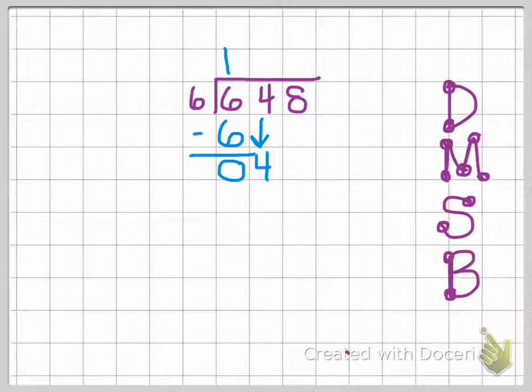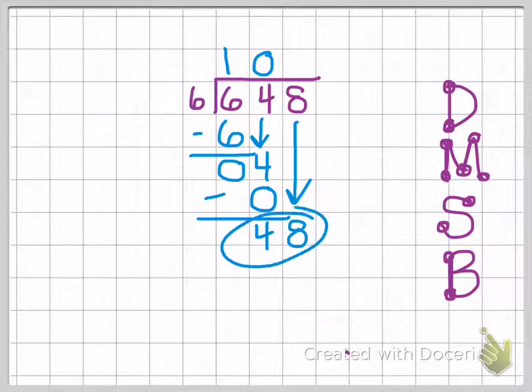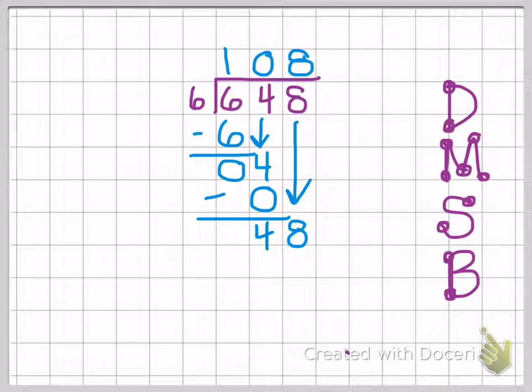Well, there's no 6's in 4, so we have to go with a 0, and then we multiply. 0 times 6. 0 times 6 is 0. Next we subtract. 4 minus 0 is 4, and then we bring down the next digit, which is 8. Now we do 48 divided by 6, and we know from our facts that that's 8.